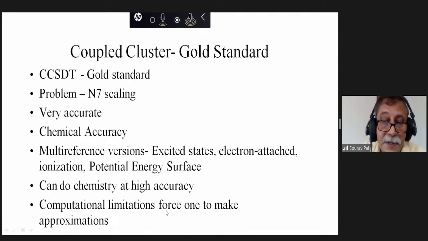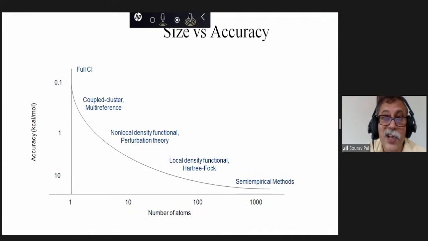However, computational limitations force one to make approximations, and that is when we go down even to molecular mechanics. So we have to somehow solve it. This is the problem of quantum mechanics. Here is a qualitative curve showing the size versus accuracy.